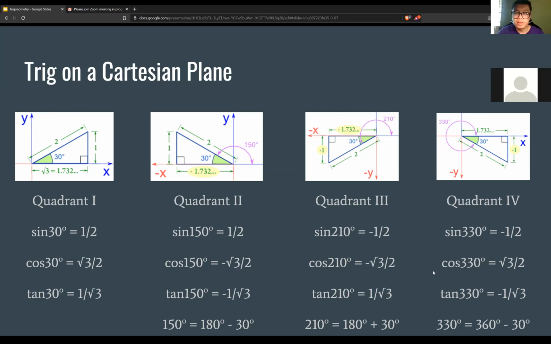The most important thing to note is that for quadrant 1, all of the ratios are positive, and for the other quadrants, some of the ratios are negative. So take that in mind.